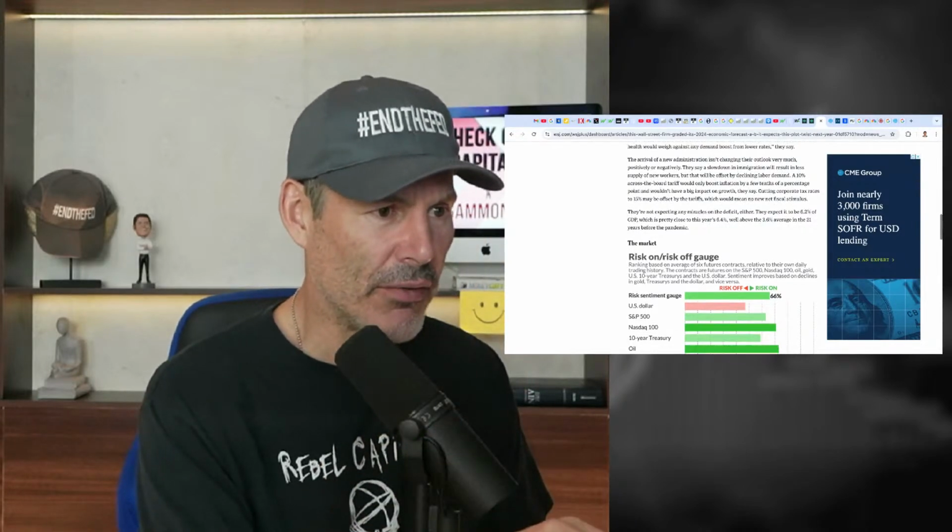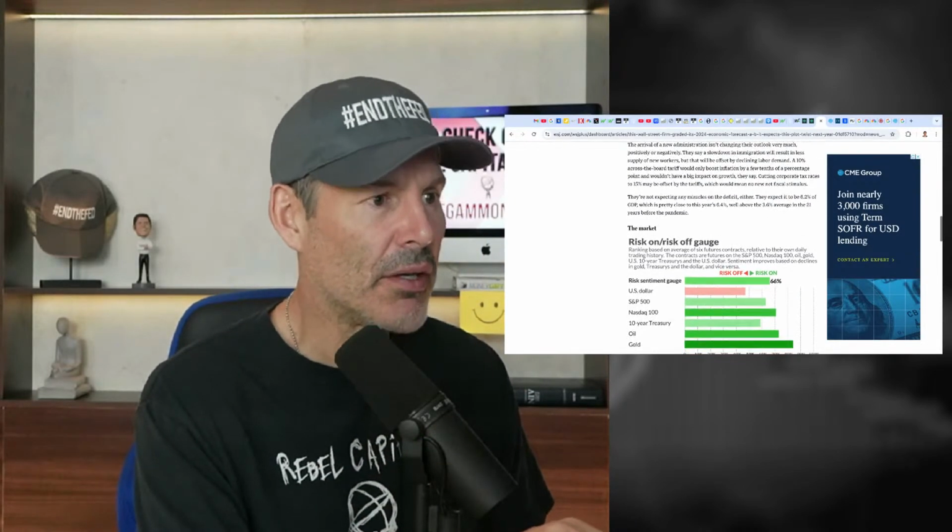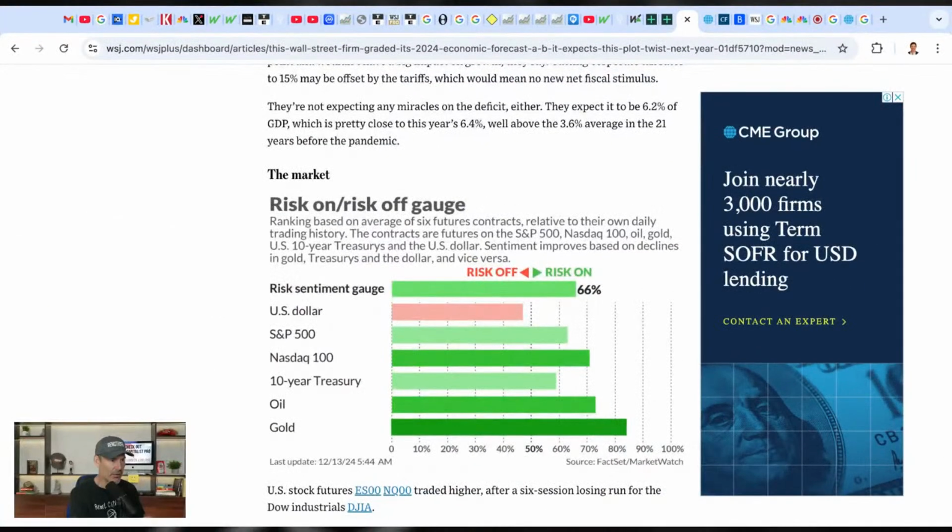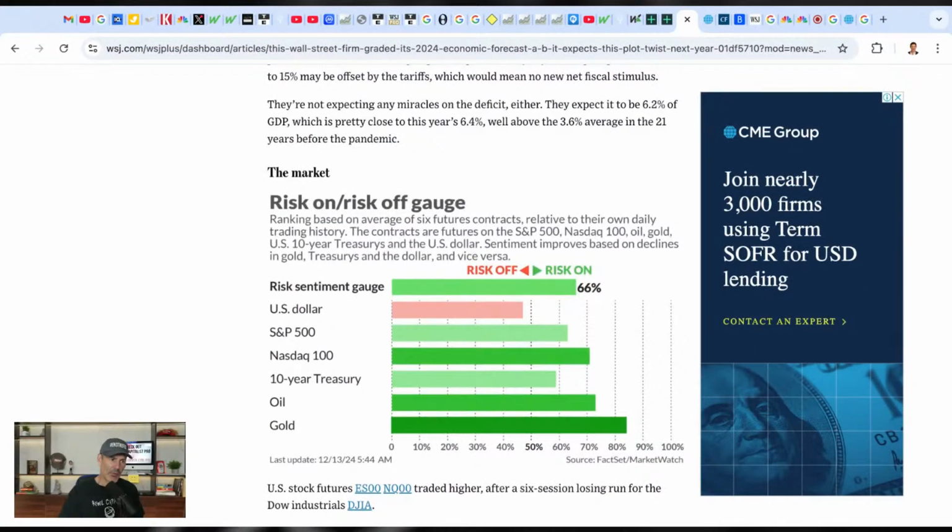Getting back to it here, off my little rant. They're not expecting any miracles on the deficit either. Yeah, I don't think anyone is. I think most people are pretty realistic about the deficit. Where I differ from most people about the deficit is whether or not it's a problem as far as interest rates. I think it's a complete and total nothing burger.